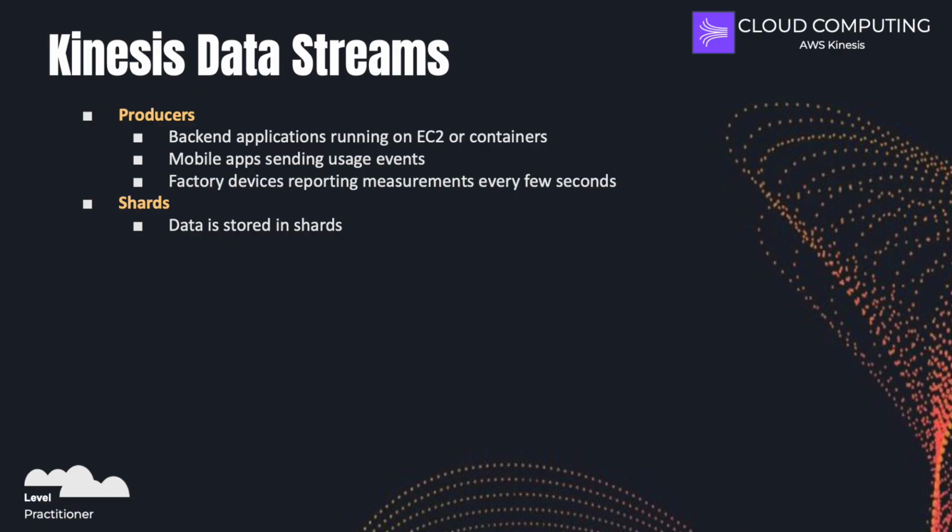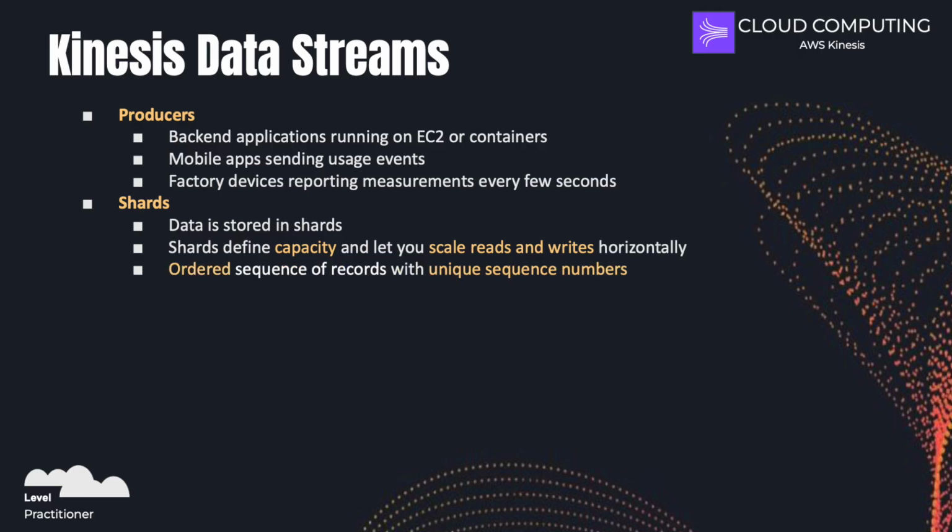Shards are really important to pay attention to. They define the cluster capacity, the scale of reads and writes, and the throughput of them is totally reliant on the number of shards. A shard is basically an ordered sequence of records, and each record has a unique sequence number, so consumers can read them in the correct order.